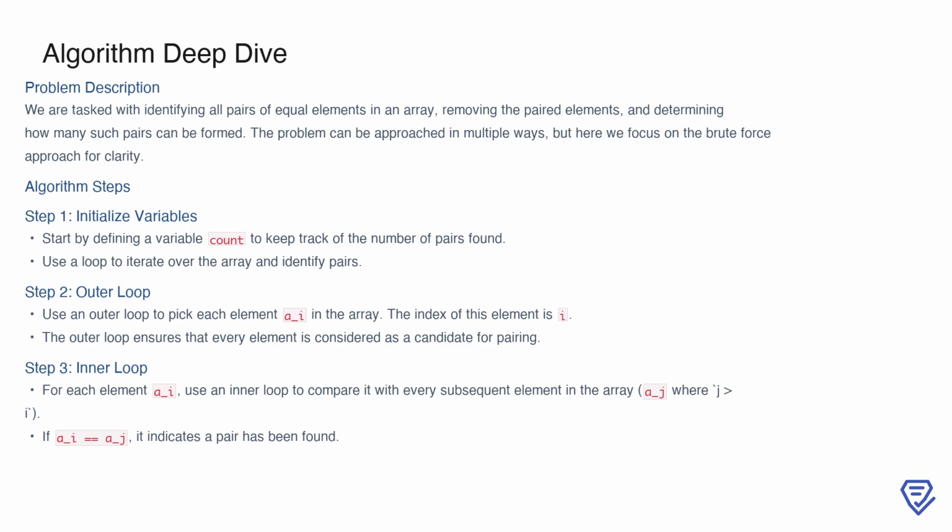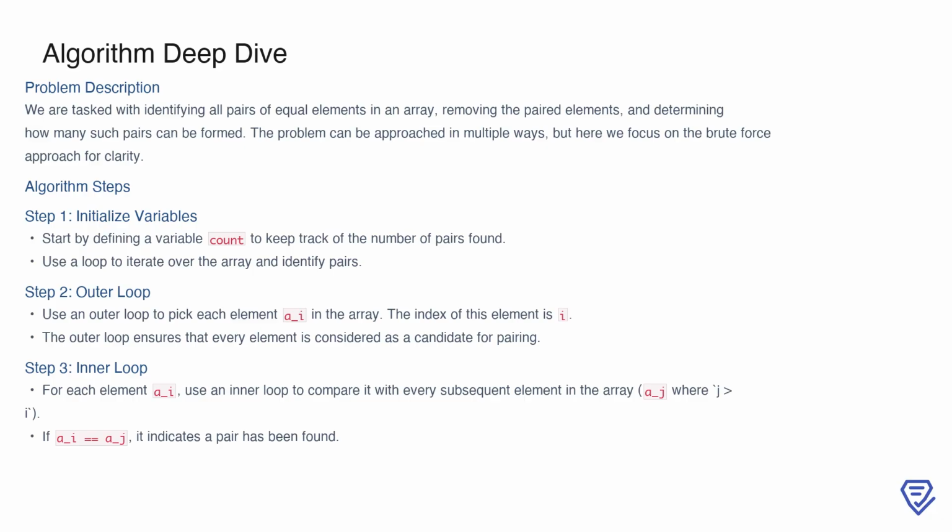First, we initialize a variable, count, to track the number of pairs. Then, we use a loop to iterate over the array, systematically comparing elements to find matches. The process begins with an outer loop that selects each element in the array as a candidate for pairing. The index of the selected element is denoted by i, and this ensures every element gets a chance to be evaluated. Next, for each selected element, we use an inner loop to compare it with every subsequent element in the array. These subsequent elements are indexed by j, where j is always greater than i.